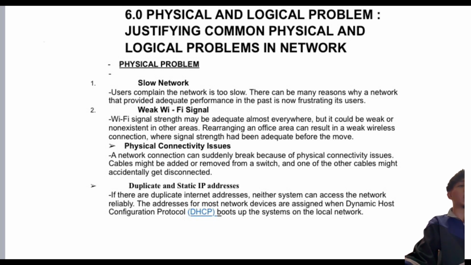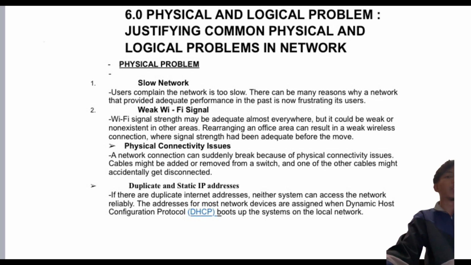Cables might be added or removed from a switch, and one of the other cables might accidentally get disconnected. Duplicate and static IP addresses: if there are duplicate IP addresses, neither system can access the network reliably. The addresses for most network devices are assigned when Dynamic Host Configuration Protocol (DHCP) boots up the system on the local network.